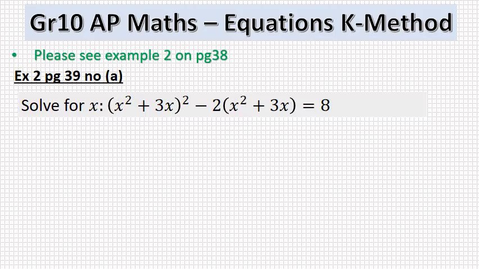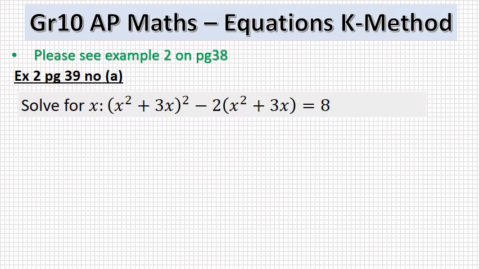Let me know if you'd like specific page numbers of examples that you could perhaps read over, because we have actually yet to cover equations in normal maths. So equations in AP maths is now a whole other level, so this might be a little bit of a challenge for you, but I've got faith. I think you're actually going to be absolutely fine.